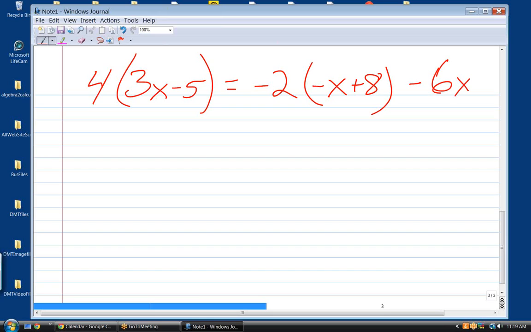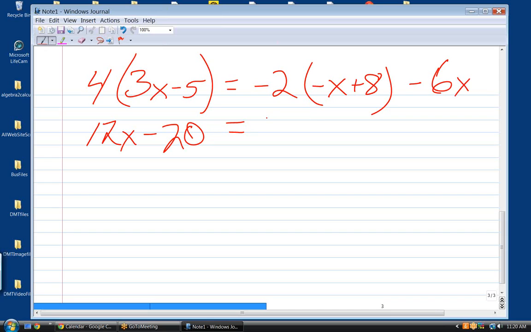So what's the first step here? You gotta distribute the... Okay. So what's the next line? Read the next line to me. So it's gonna be 12x minus 20. Okay, there was two calculations.